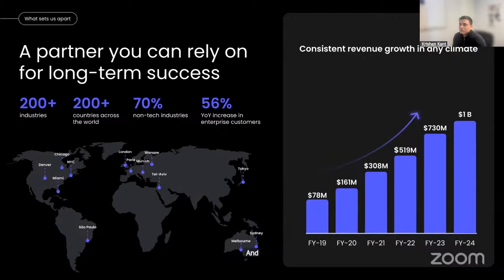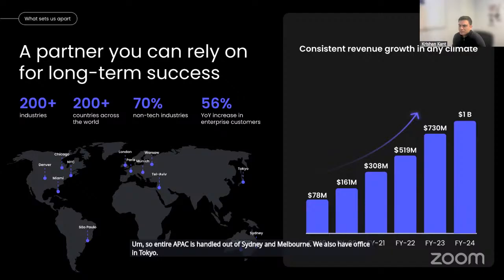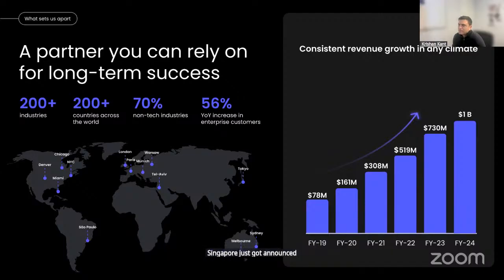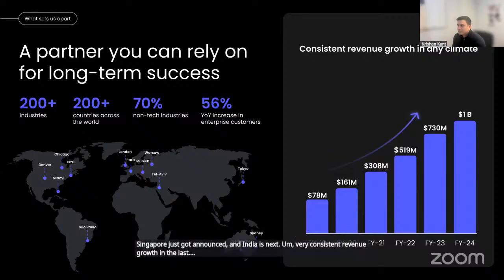And all the dots you see on the world map, that's where our offices are. So entire APAC is handled out of Sydney and Melbourne. We also have an office in Tokyo. Singapore just got announced, and India is next. Very consistent revenue growth in the last, I would say, 5 years.